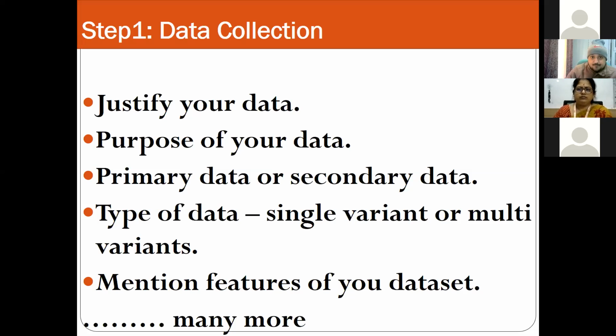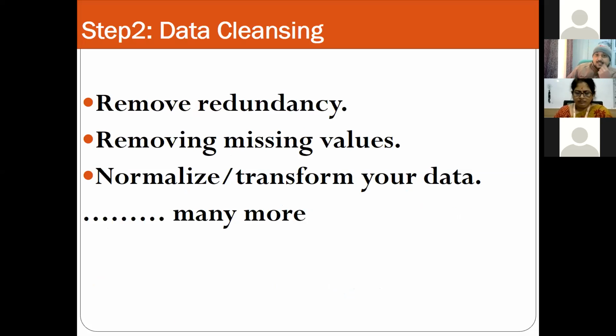The next step is data cleaning. Data cleansing means you will remove some redundancy. For example, in the database you have already studied about redundancy, where a particular attribute is repeated so many times. That will greatly affect your classification and clustering, as well as association models. In that case, we will remove the redundancy, and thereafter you have to check whether the values of some features are available or not.